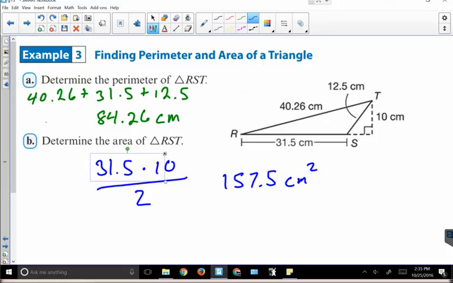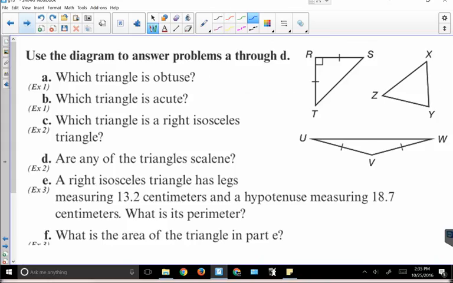So what I want you to do is I am going to give you a minute, and I want you to do problems A through D.